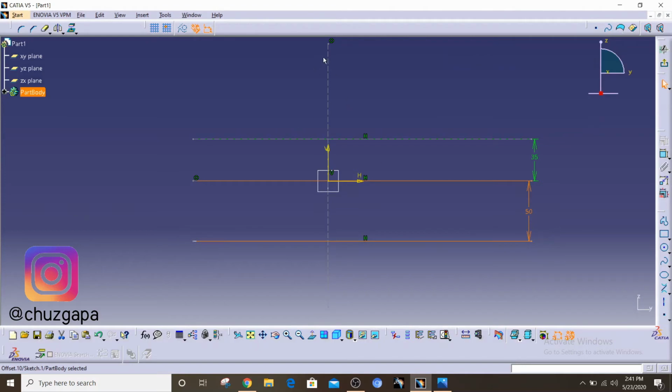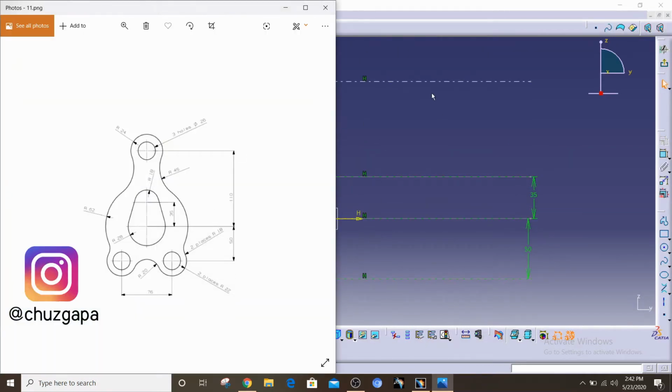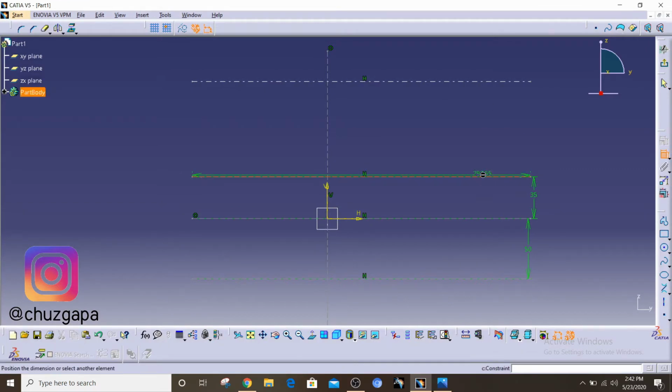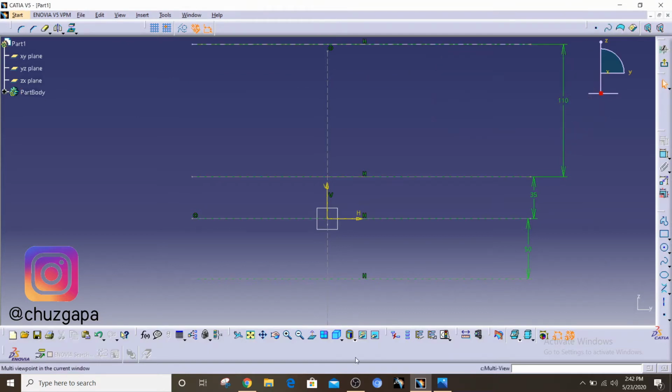And so, yeah, I'll just make one more construction line here. Okay, which is this one. And the distance between these two is 110 units. Okay, perfect.